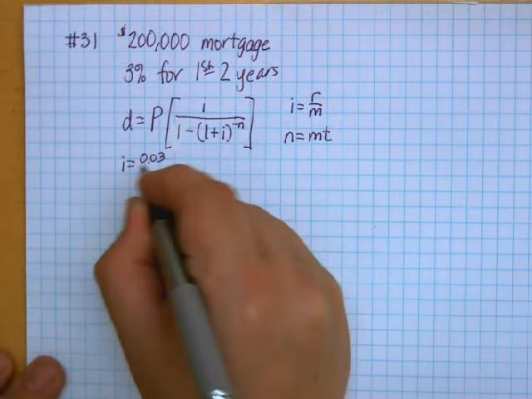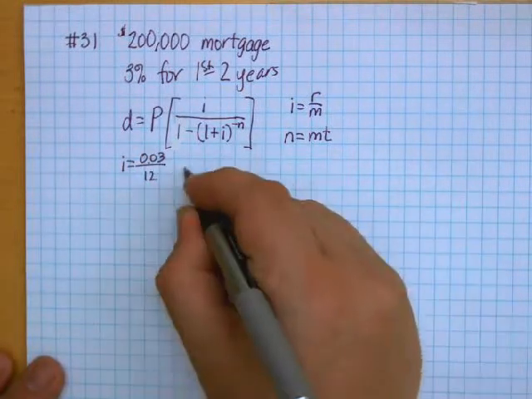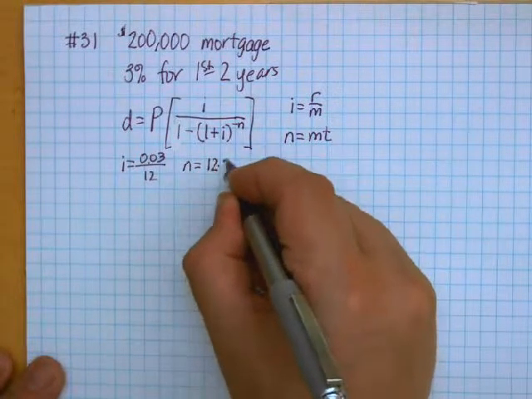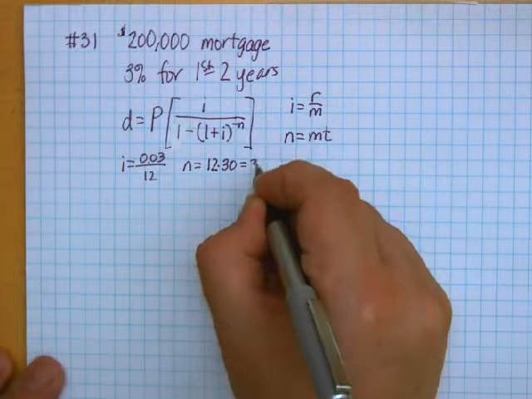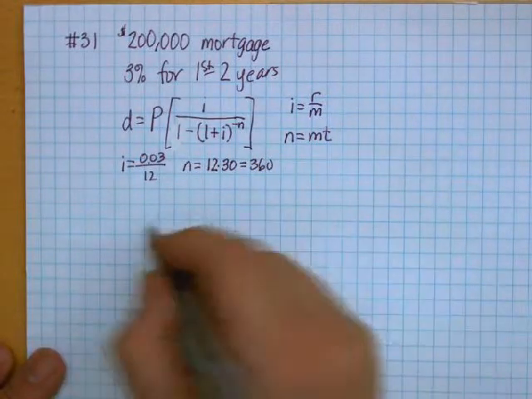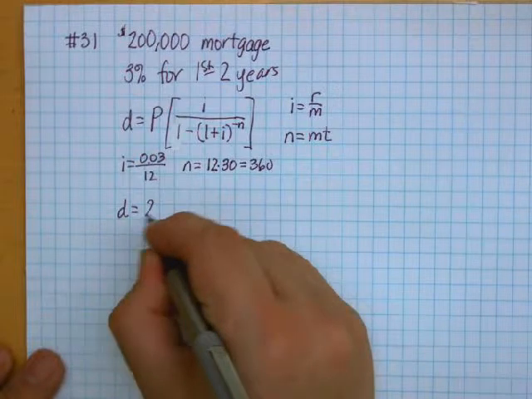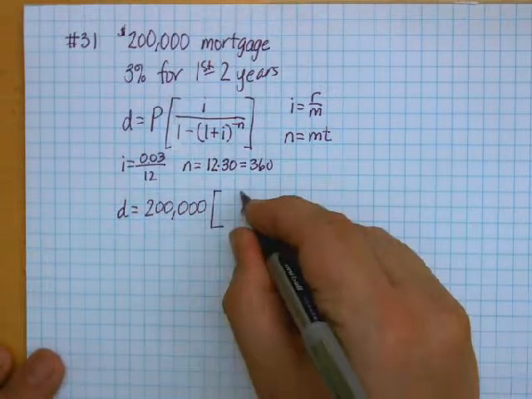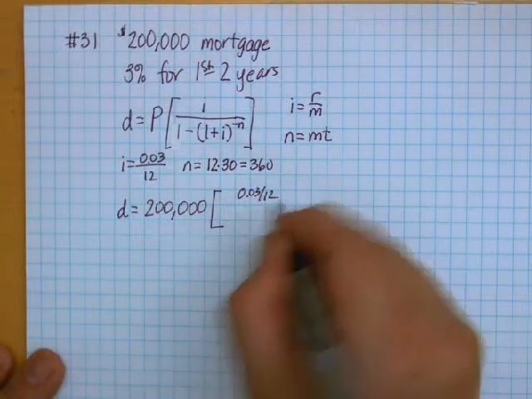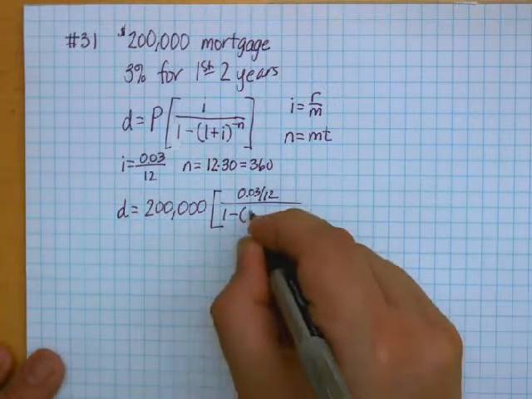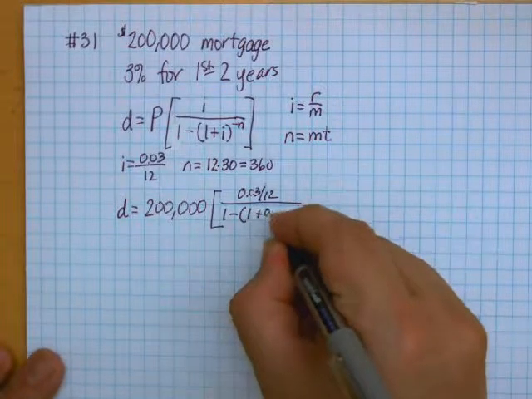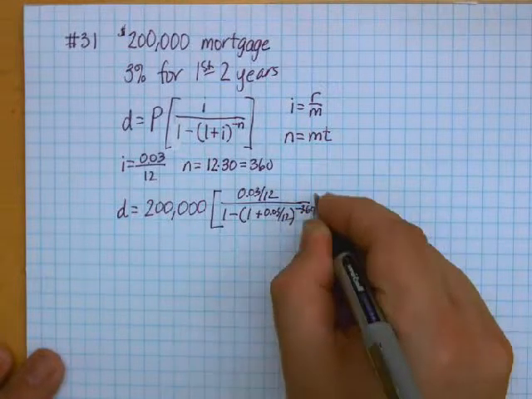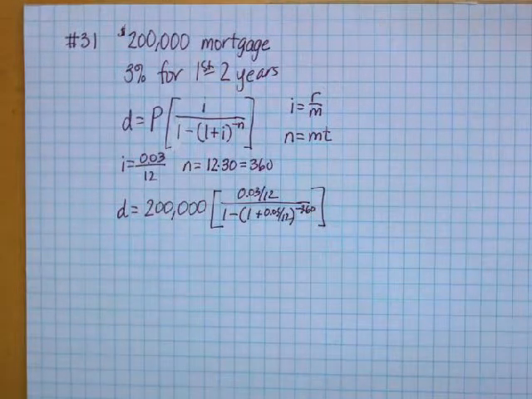So we know I is going to be 0.03 divided by 12. And the number of payments on a 30-year mortgage are going to be 12, the number of months, times 30, the number of years. So we plug in 200,000 for our principal, 0.03 divided by 12 for I, and 360 for N.